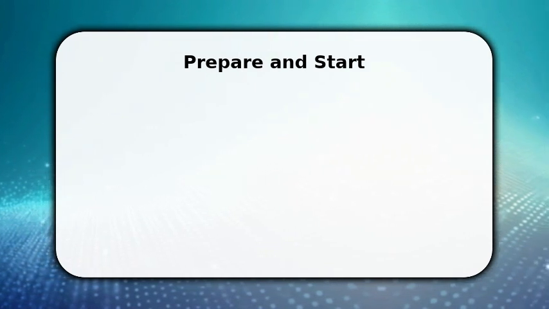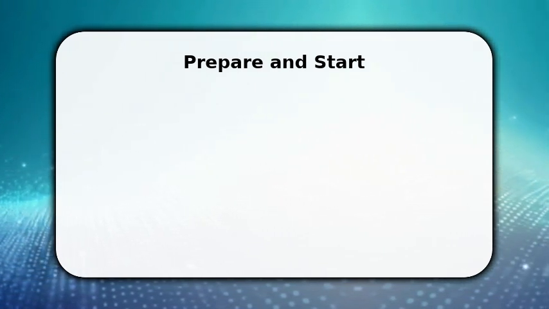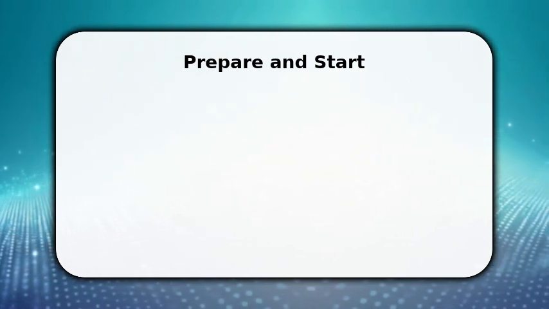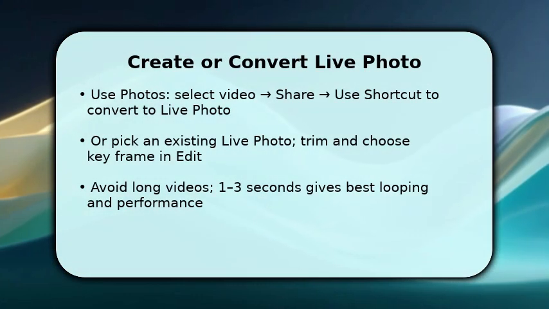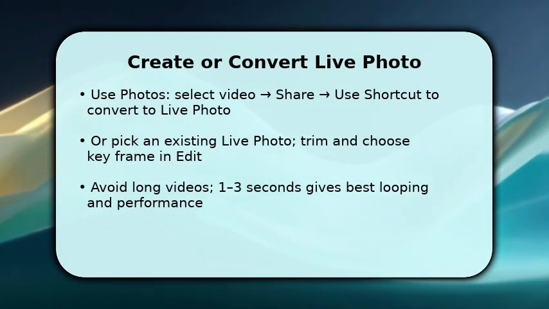Once done, open Settings then Wallpaper, or go directly to the photo to begin setting it as a live wallpaper. This avoids back and forth and gets you into the editor fast. Now you'll convert or refine the image so the phone can animate it.